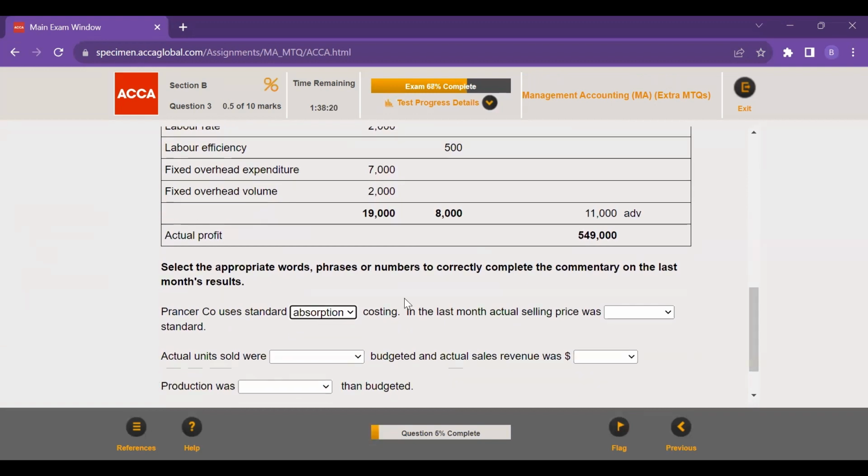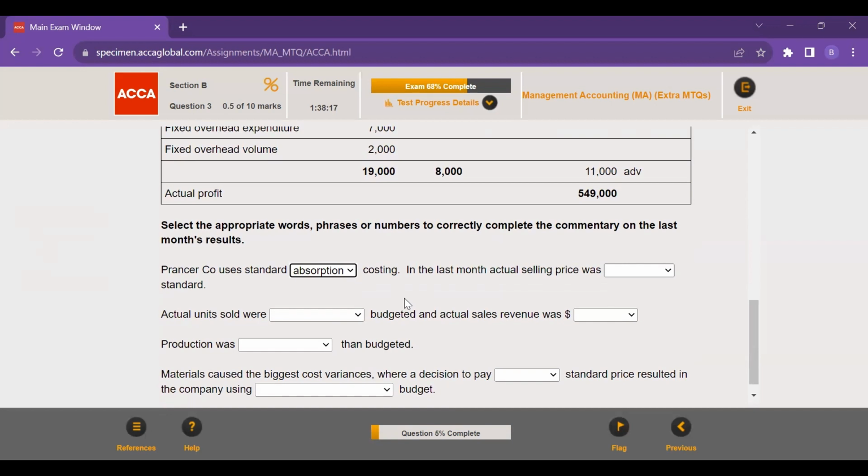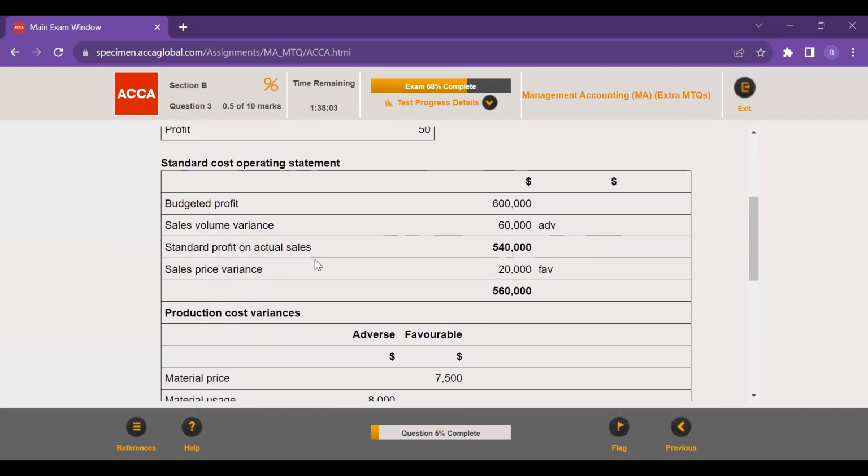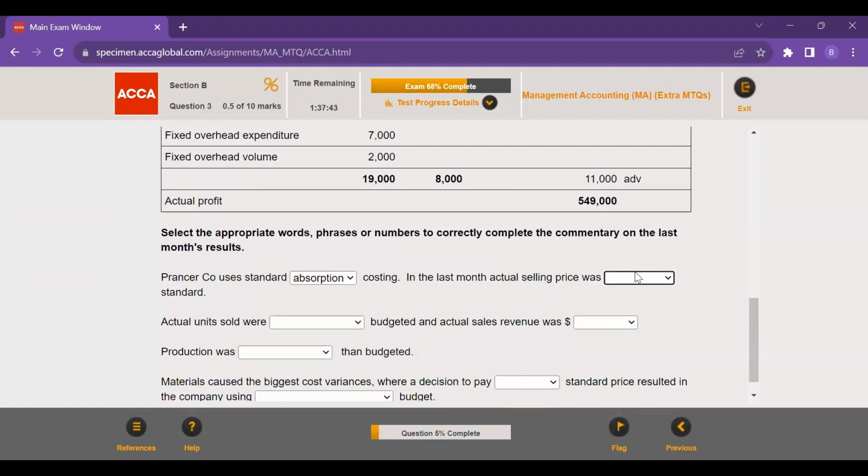Now let's have a look at the second blank. In the last month, actual selling price was dash standard. So we have options lower than, equal to, or higher than. So let's have a look at what the information is given over here. All right. So we do have the sales price variance also. So we can see that there's a favorable sales price variance. Sales price variance basically measures how much your sales price should have been and how much it actually was. So if it actually was greater than how much it should have been, then only you get your favorable variance. So that means the actual selling price was higher than the standard.